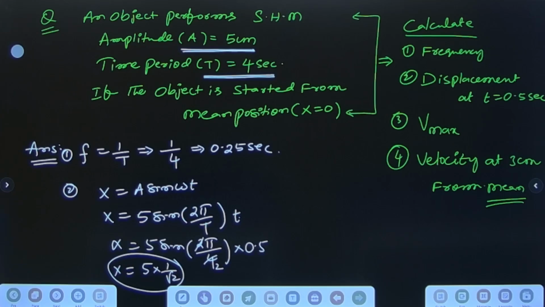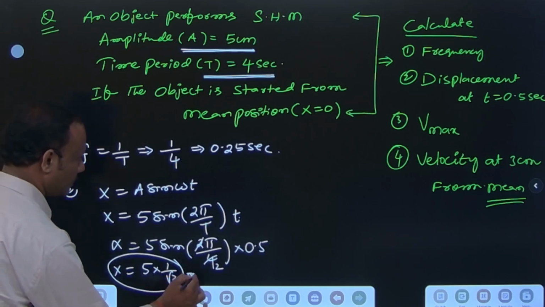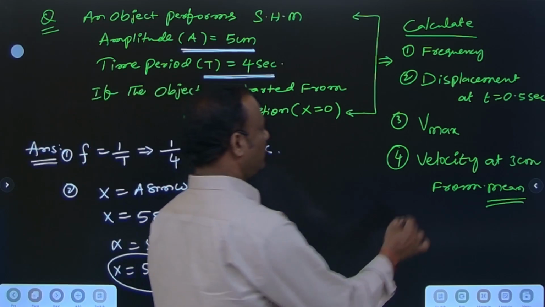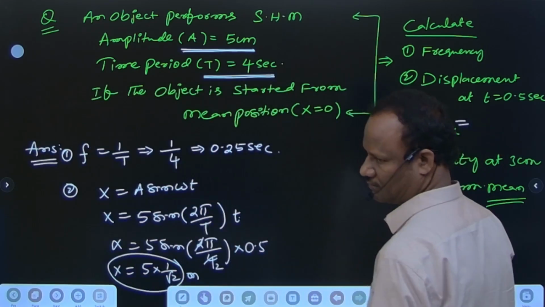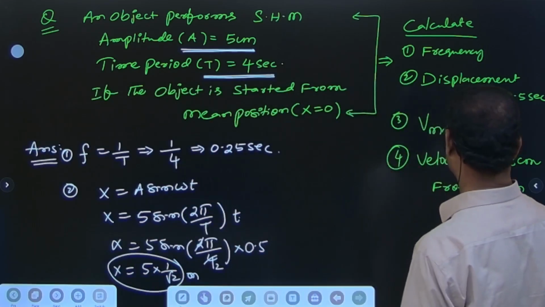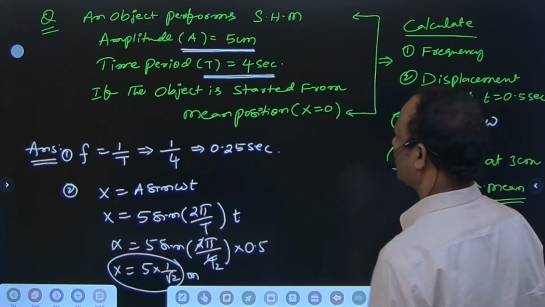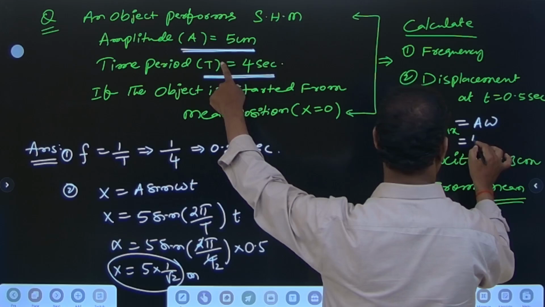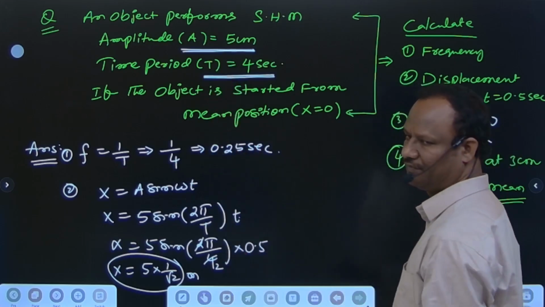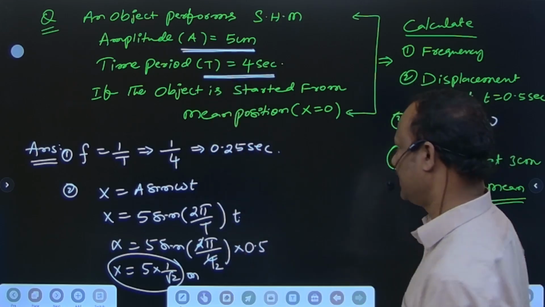It's 1 by root 2 meter. Next one. What is the maximum velocity? V max is A omega. What is the formula for maximum velocity? A omega. What is A? A is given as 5 in centimeter. If it is asking for meters, multiply by 10 power minus 2.